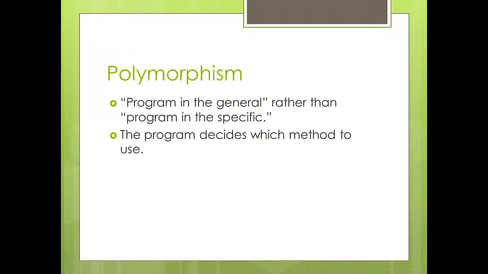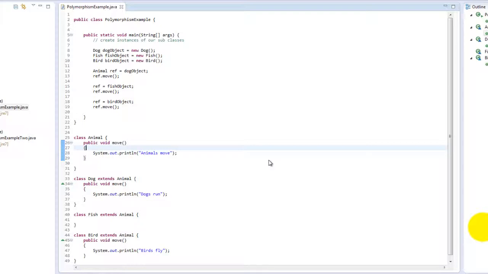Polymorphism. Polymorphism allows you to program in general rather than program in the specific. It allows the program to decide which method should be used, and it does this at runtime based on the type of object. Say you have a superclass, animal, that has a method, and then you have a subclass, dog, which extends animal and has the same method. At runtime, when the program executes, the correct method to use will depend on if you have an animal or a dog. Let's give you an example.